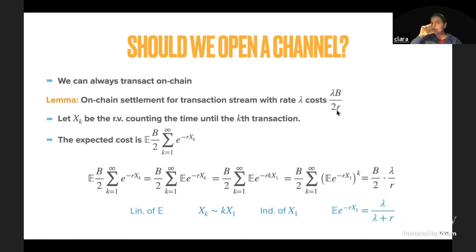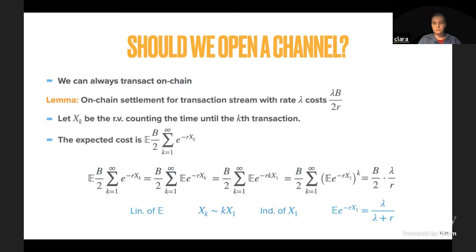So this is the general spirit of things. So now we can approximate how much things are going to cost on chain. And now when we're talking about should we open a channel, the question we want to ask is, how much does a channel cost? And then compare these two numbers.